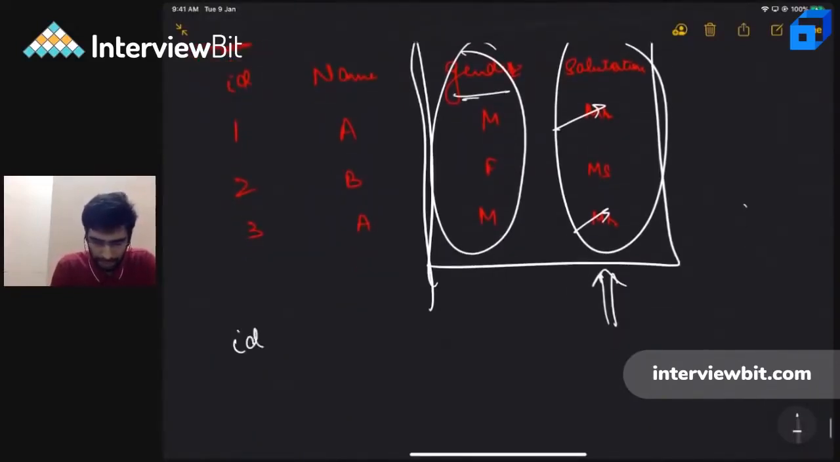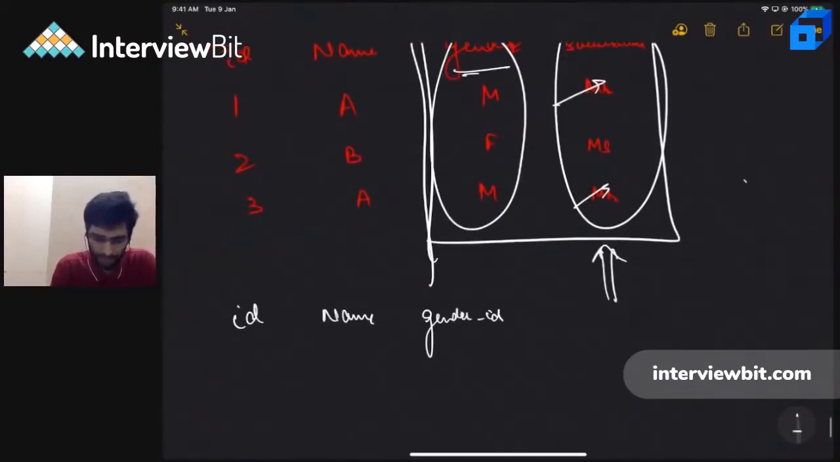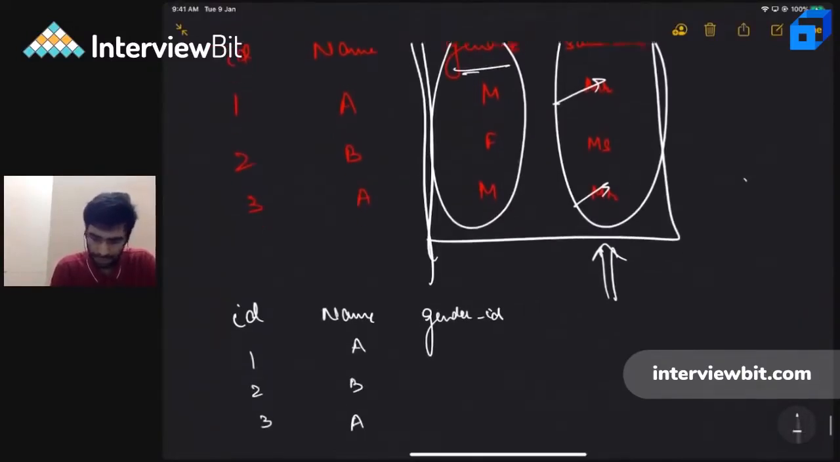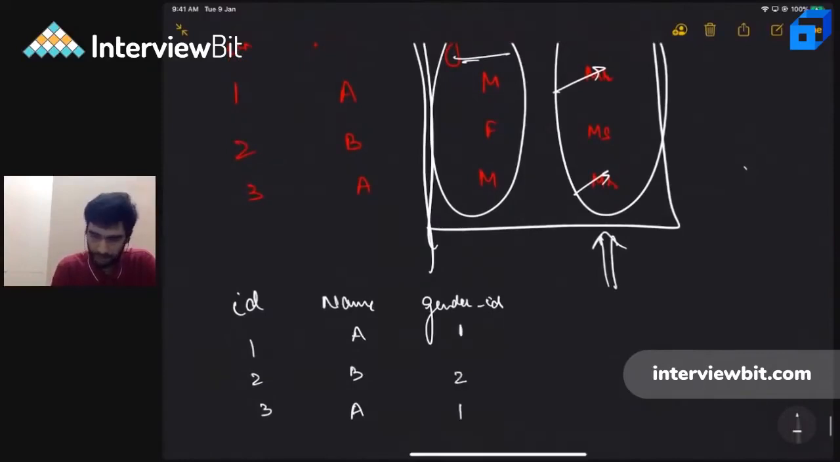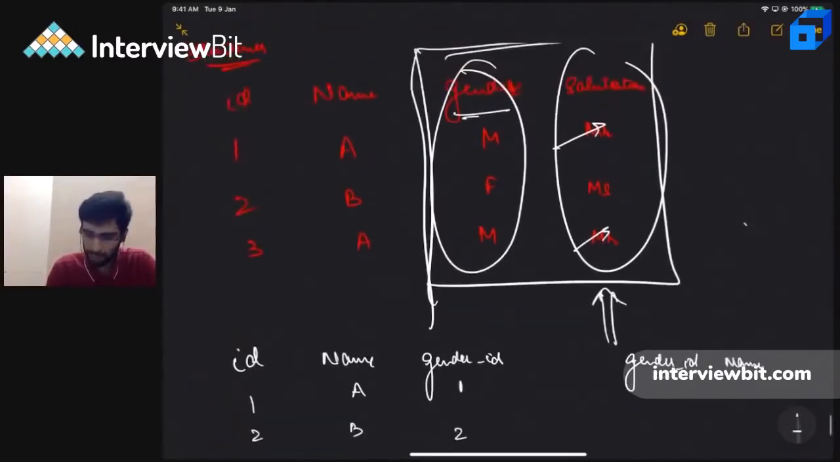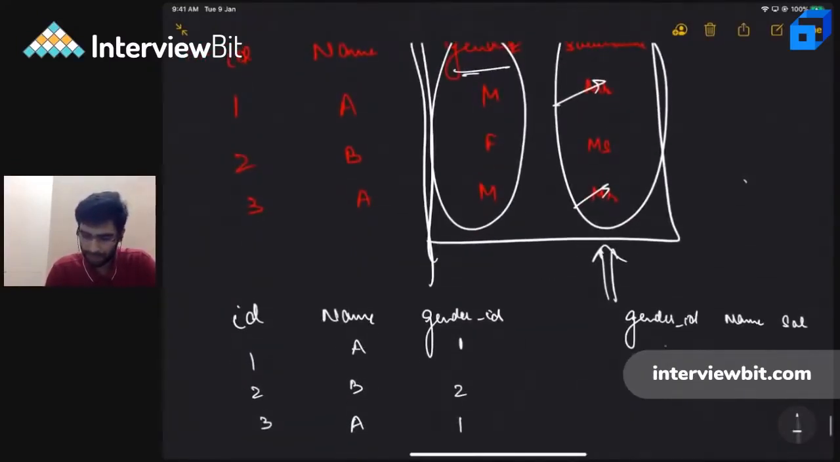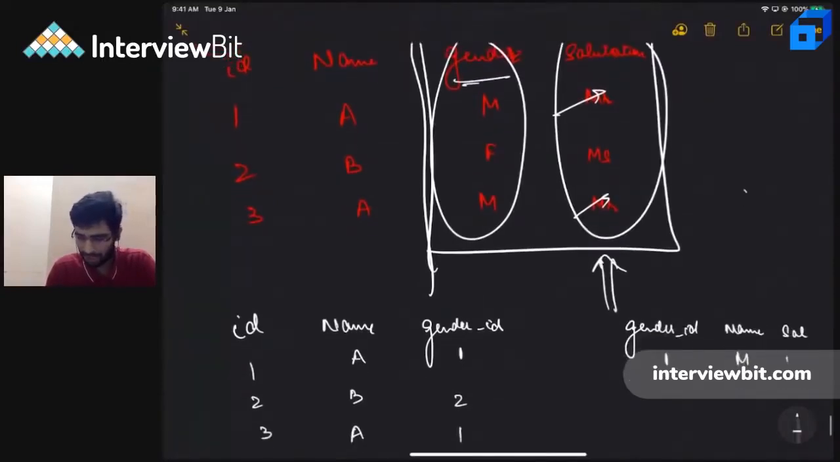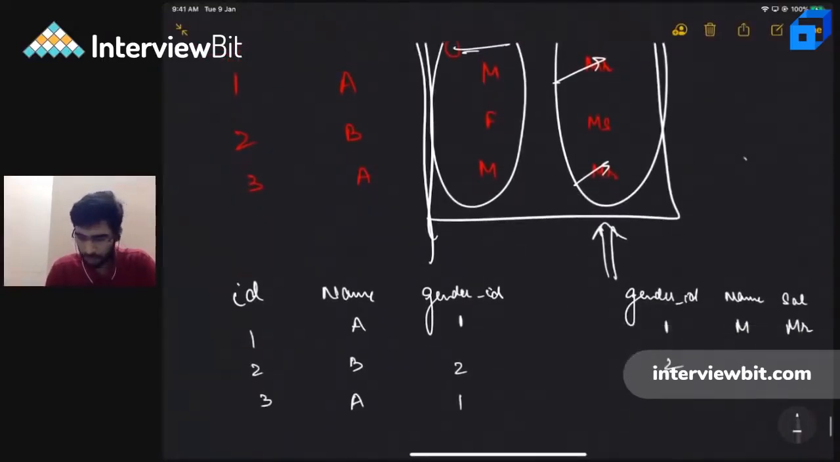So let us say that we are maintaining ID, name, and gender ID. We say 1, 2, 3: she is A, he is B, he is A, then gender ID is 1, 2, 1. Then based upon gender ID, I can also know the salutation. So I can say that gender ID 1 is male and the salutation is Mr., and gender ID 2 is female and the salutation is Miss. So this is how I convert a schema design that is not in second normal form into something that is second normal form compliant. Okay, great.